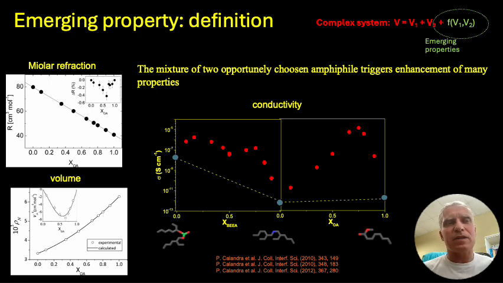Things are even more striking when you mix this guy that is pretty insulating with this other one. This is caprylic acid, a natural acid found in milk. They are pretty insulating, but if you mix them, the conductivity increases by about 9 orders of magnitude. So the properties of these ionic liquids are strikingly different.